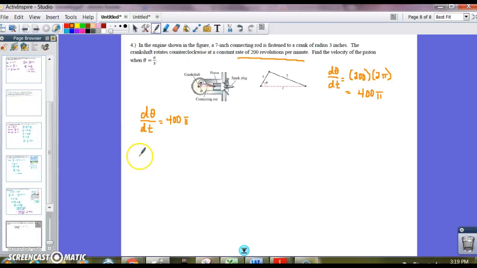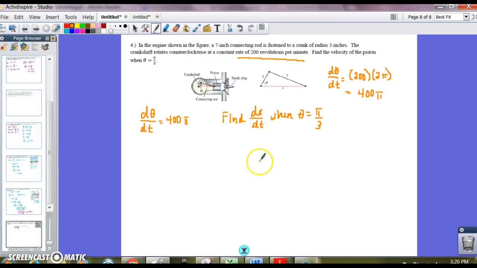Asking us to find the velocity of the piston. So similar to the last problem, we're finding dx dt when theta is equal to pi over 3. Because in this picture it blows up the triangle here, we have an angle and two sides, and we're looking for this other side. We need to use the law of cosines because we don't have a right triangle.